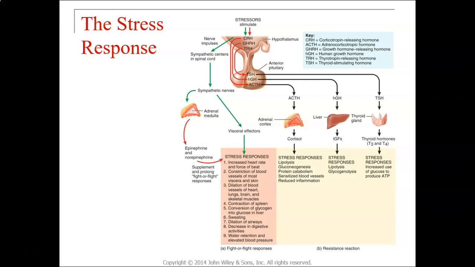So stress is meant to be short term, or at least the response to the stress is meant to be short term. Now we can see the green response here. This is the acute short-term stress. This is the normal course of things, how it's supposed to occur.